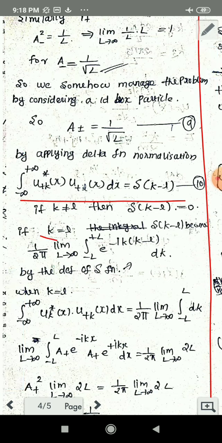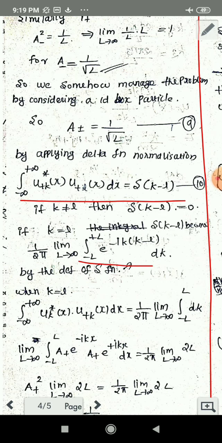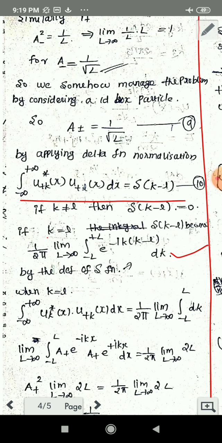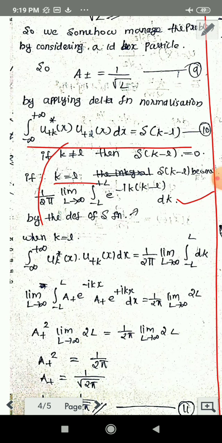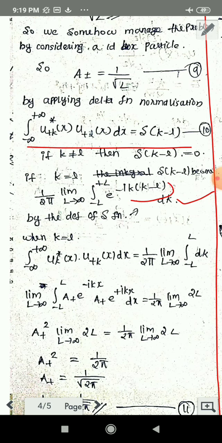And if k is equal to L, that is delta of k minus L becomes, by the definition of delta function, we can write this as 1 by 2 pi into limit L tends to infinity integral from minus L to plus L e raised to minus ik into k minus L into dk. This is by the definition of delta function. So if k is equal to L, then what happens? Our integration will become 1 by 2 pi into, here k is equal to L.